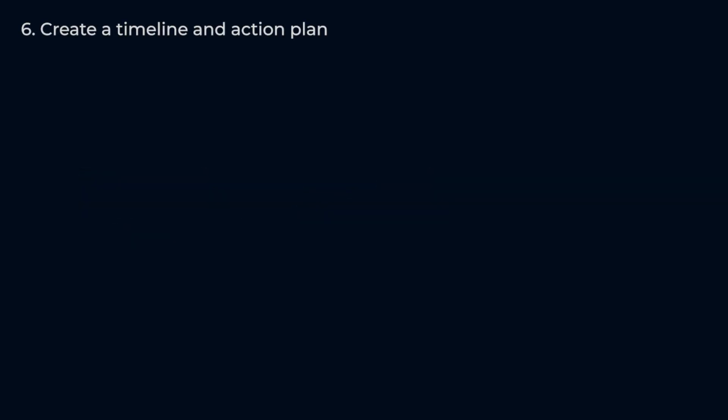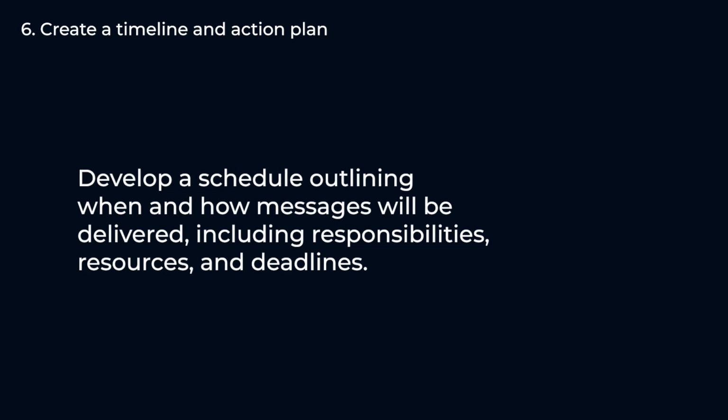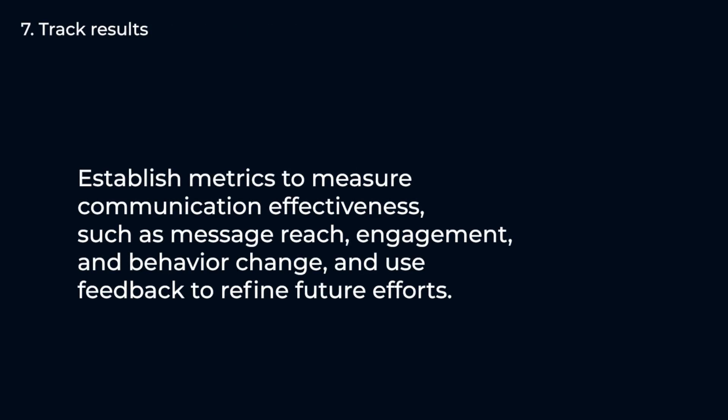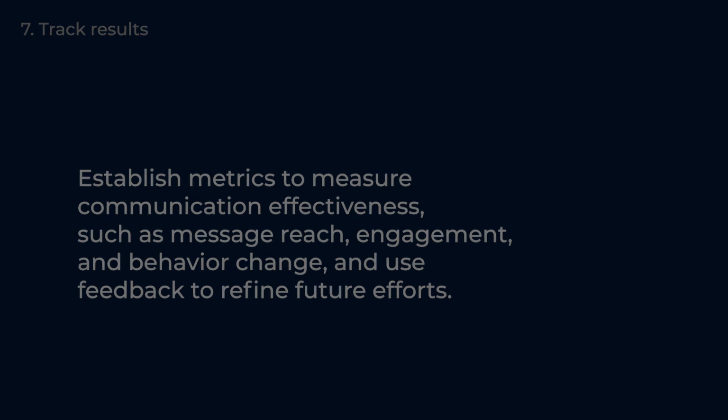Create a timeline and action plan. Develop a schedule outlining when and how messages will be delivered, including responsibilities, resources, and deadlines. Track results. Establish metrics to measure communication effectiveness, such as message reach, engagement, and behavior change, and use feedback to refine future efforts. Good communication is essential for any organization to succeed in a change management initiative.